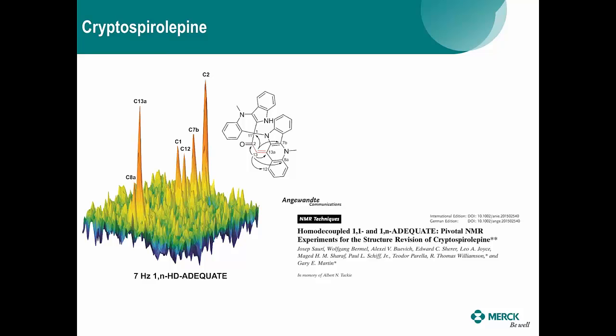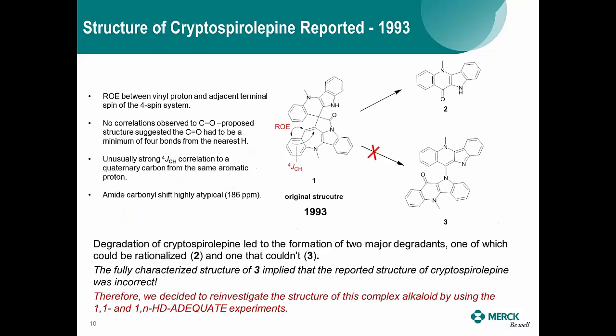Basically, what happened with this compound is that the original structure was reported in 1993, and it was based on some important points. The most important point is that there were no correlations from any proton to the carbonyl that you can see in structure 1. So this basically meant that any proton had to be at least 4 bonds away from the carbonyl. They were not able to see any correlation to the carbonyl from any proton, regardless of the delay optimization of the HMBC experiment.